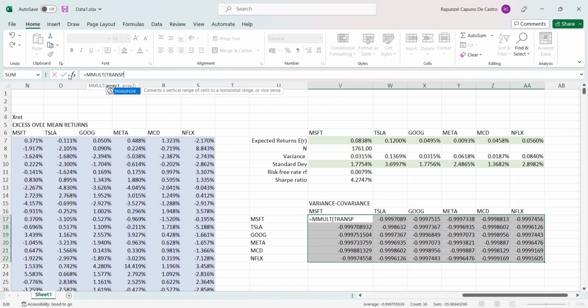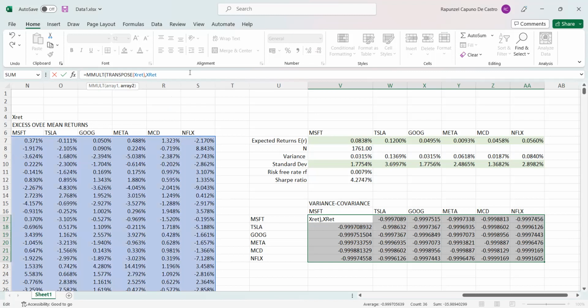M-mult, open parenthesis. Yes, sir. Transpose, and then type mo lang XRET. Lalabas na yan. Ayan. Correct. Click mo siya. Or Close. Tab. Close mo. Tama. XRET ulit. XRETR. Sige. Okay. Tab mo yan.